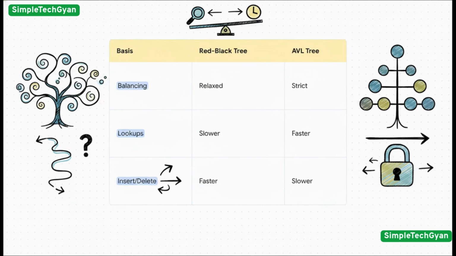So which one's better? Well, it depends. If your app is doing tons of searching but the data doesn't change much, maybe the AVL tree is your winner. If your data is constantly changing, the red-black tree is probably the better bet. See, it's always about the trade-offs.